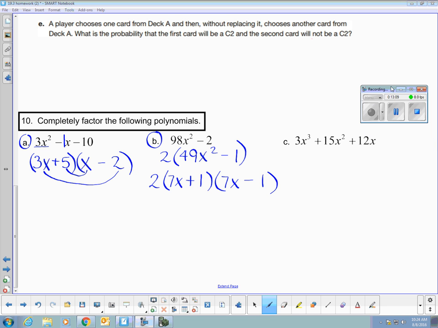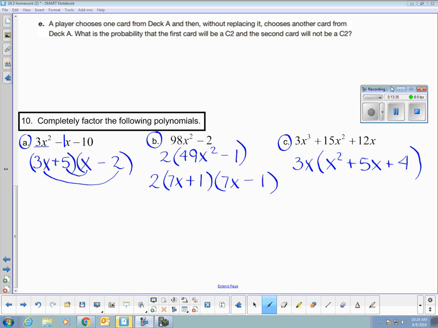And yes, in part C, we have a greatest common factor. Not only do they have a 3 in common, but each of those terms also has an x in common. So we want to make sure that we factor out not only a 3, but also the variable x. So our leftovers give me x squared plus 5x plus 4.